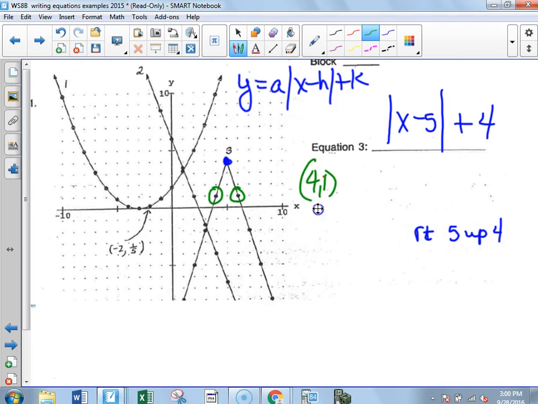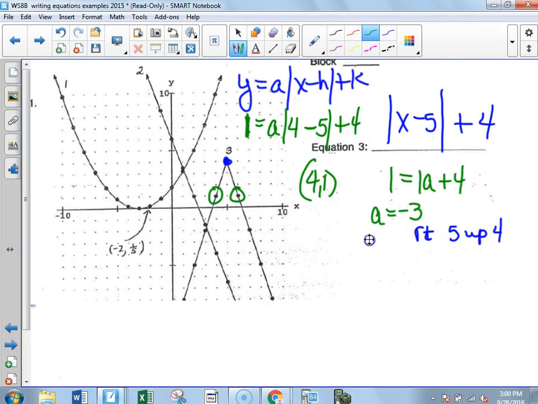Perfect. If I put in the y is 1, right? The a we don't know. The x is 4. We said this was minus 5 and this was plus 4 from over here. Can we just find the slope? Yes. It's going to be 1 equals, this is negative 1, but the absolute value makes it 1. So we have 1a plus 4, which means a is negative 3.